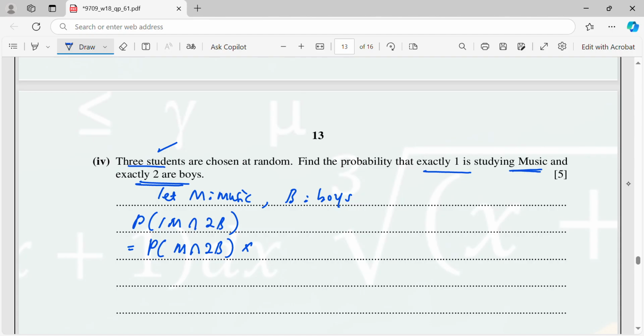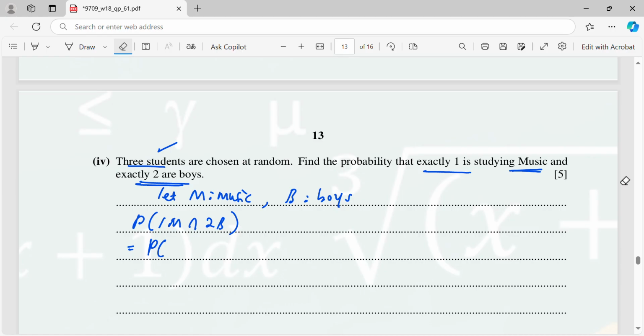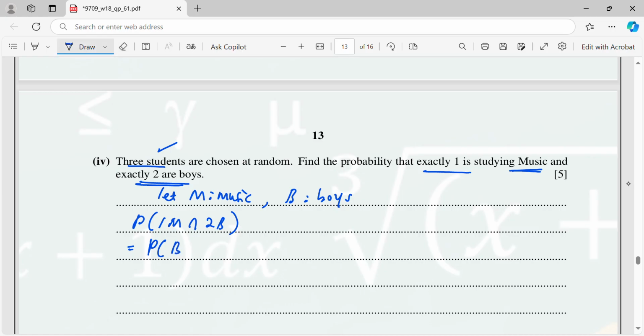That means it could be, okay, boy and music, right? This is the first student. Boy and music, exactly 1 music. And the next one is boy and not music, because we need 2 boys. And the third one will be girl and not music, right? That's why exactly 1 music, 1 M, and exactly 2 boys.